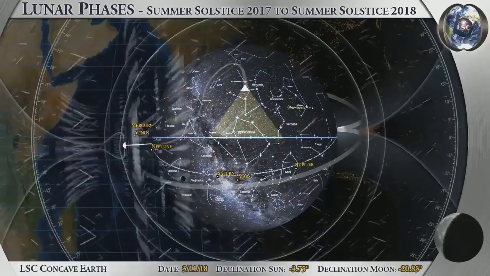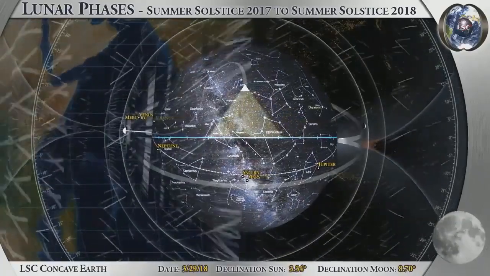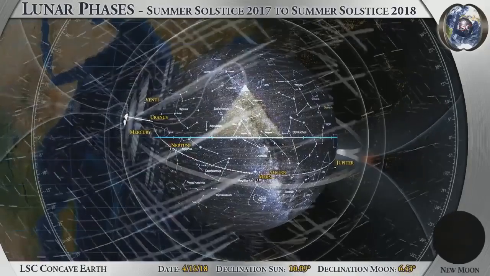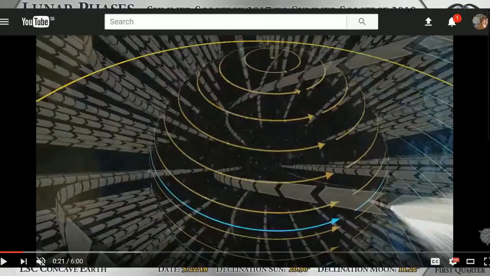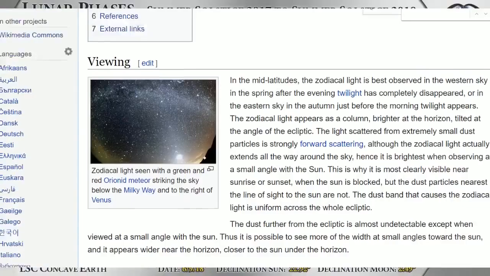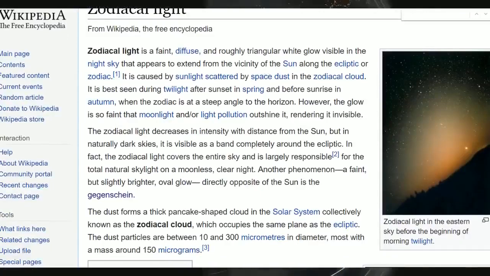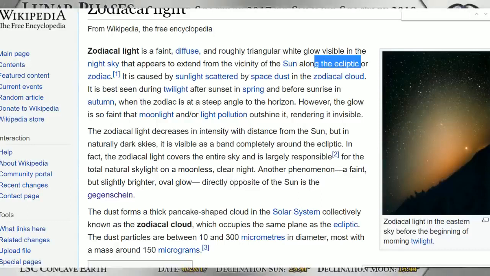And so, let me share my screen here and explain to you a little bit about the zodiacal light. The zodiacal light, according to Wikipedia, is a faint, diffuse, and roughly triangular white glow visible in the night sky that appears to extend from the vicinity of the sun along the ecliptic or zodiac. It's caused by sunlight scattered by space. There's their space dust dancer. They love their space dust. It's ridiculous. In the zodiacal cloud, it is best seen during twilight and after sunset in spring and before sunrise in autumn.